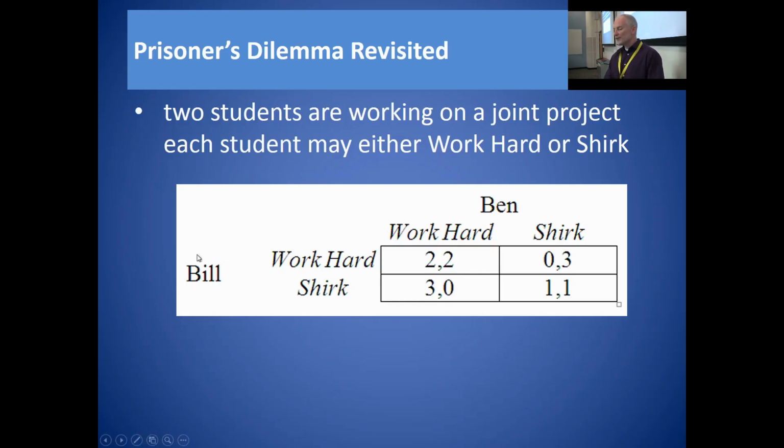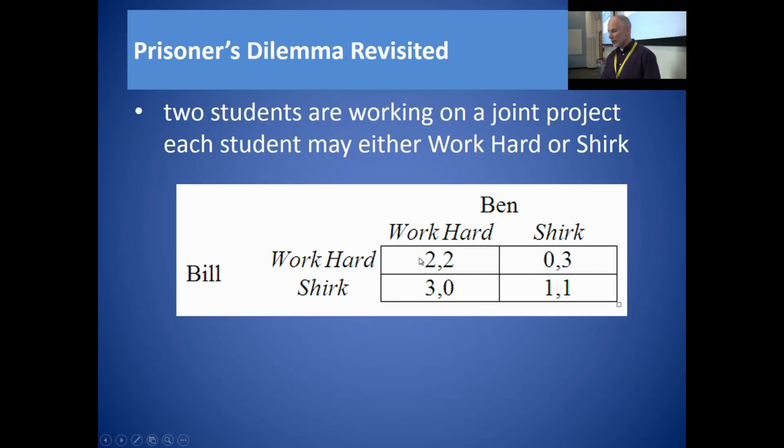So let's just run it through using Bill as our example. His most preferred outcome, where he gets the payoff of 3, what he would love to happen, is that he puts no effort into working on this project, he shirks, but his fellow student, Ben, works hard. When that's done, the project's completed, Bill puts no effort in, he free rides, but he gets all of the benefit from it. So that's his most preferred outcome. That's where he gets his highest payoff of 3.